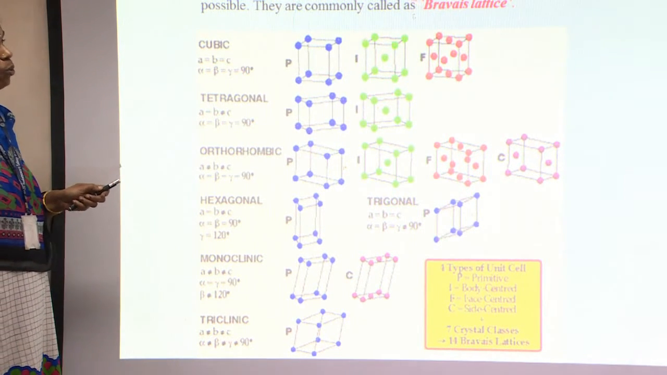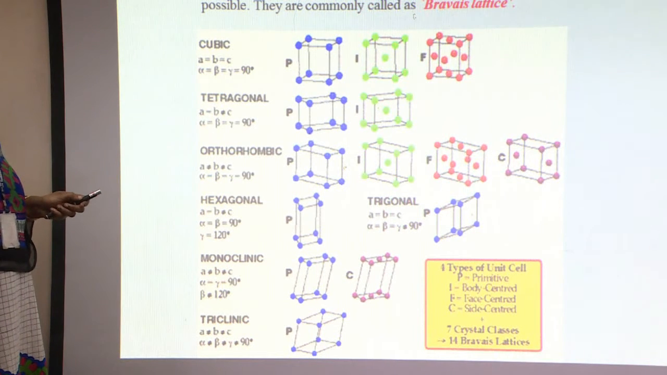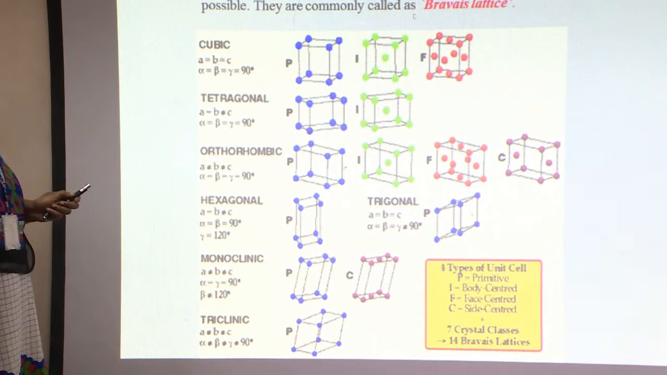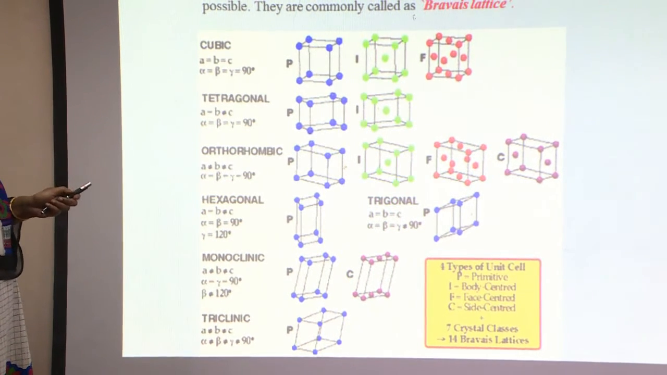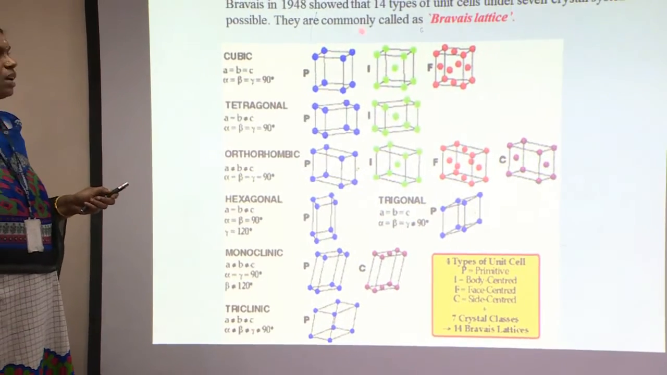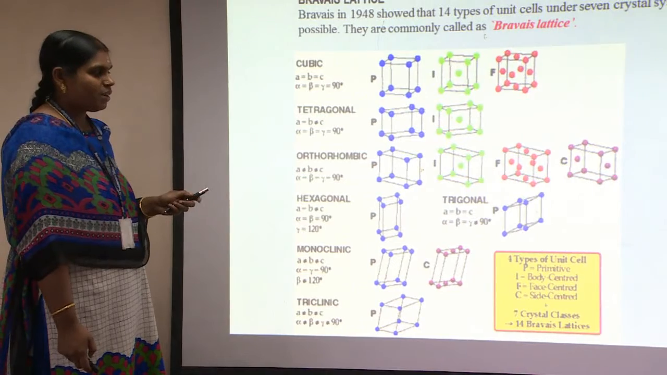Now we can define what Bravais lattices are. The 14 types of unit cells under the 7 crystal systems are what we call the Bravais lattices, or we can say 14 possible ways in which the 7 crystal systems can be explained. That is what we call Bravais lattices.